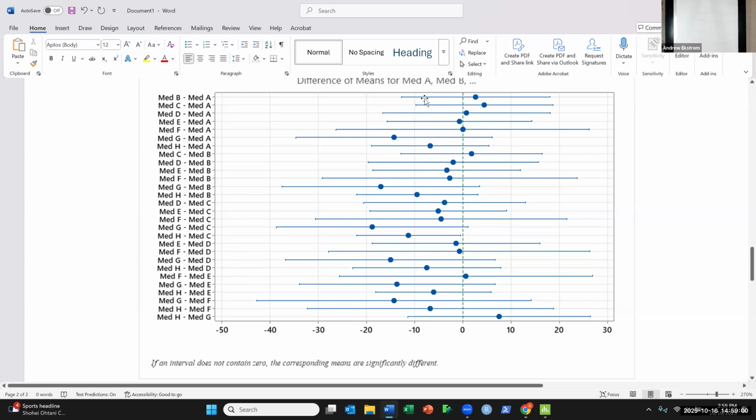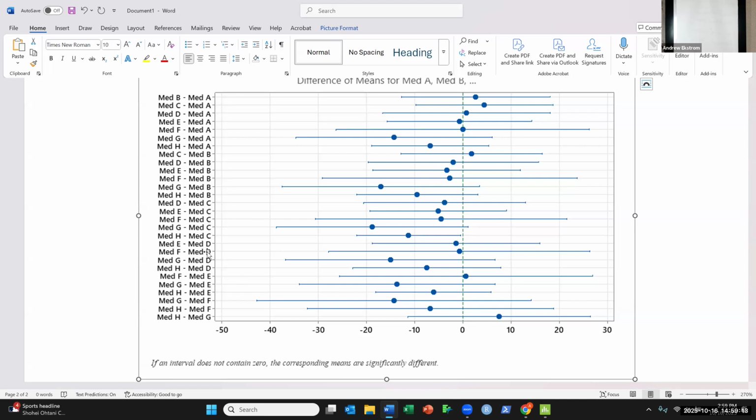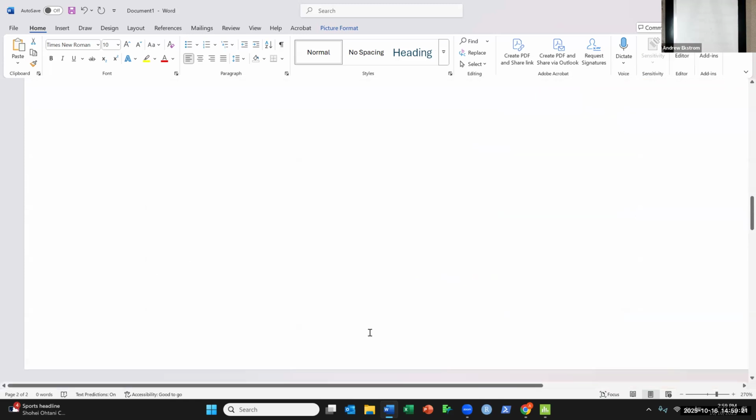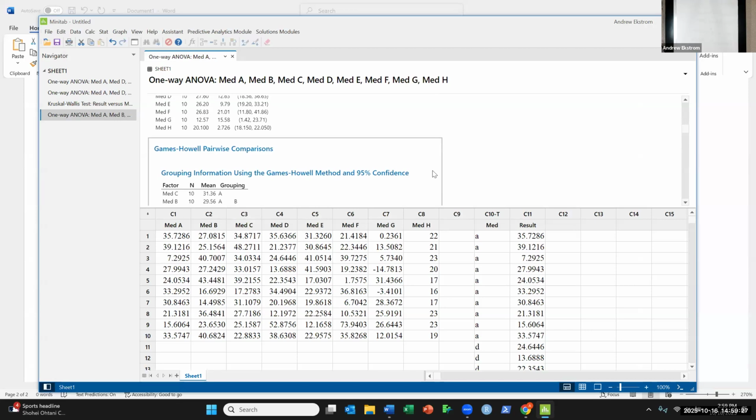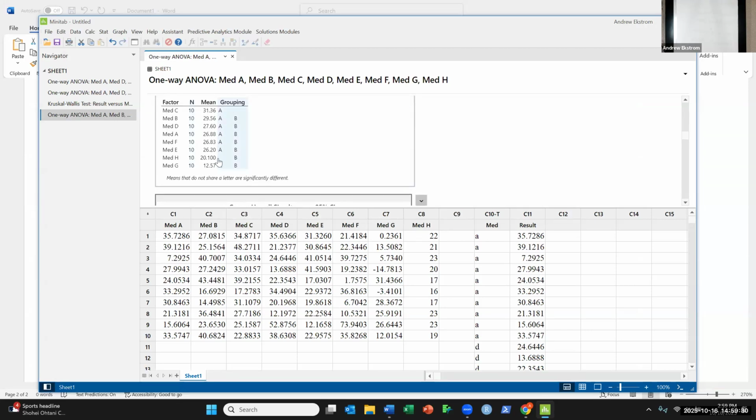And looking at all of these interval plots, we see that medication C seems to be different from medication H. And that is the only statistically significant difference that we see here. So when we're trying to interpret what the heck all of this means, this is telling me that H is probably going to be fairly different from C. We look at the interval plot.